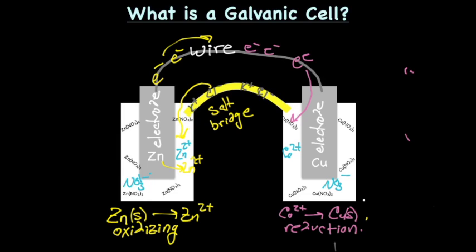coming into the solution, reducing some of these Cu2+ onto the copper electrode. What should happen over time is that this copper electrode should get heavier. And in theory, the zinc electrode should get lighter. And we have this redox reaction going on, even though they're actually physically separated.